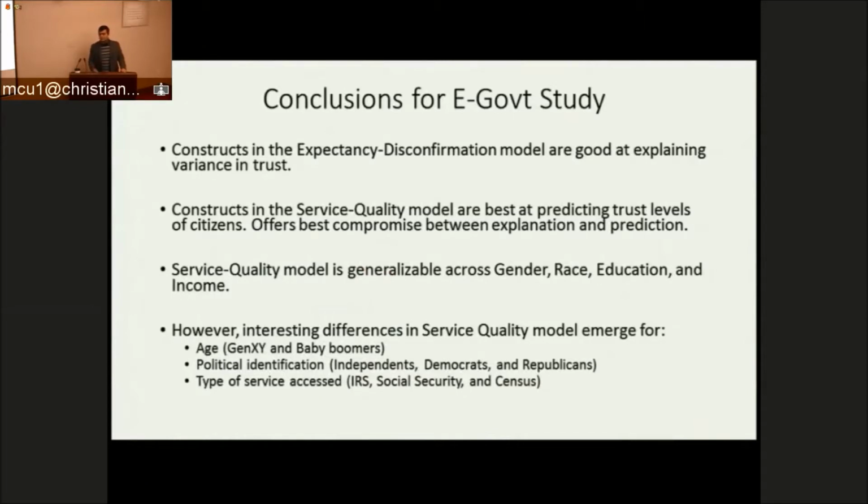However, we found some interesting differences in age, political identification, and type of service accessed. Okay. So not only have we figured out which model works out best for explanation or prediction, but we've also figured out the boundaries. And that's what you will do when you're doing studies for medical trials or whatever. If you're trying to build models which are going to predict if somebody's going to have a heart attack or not, you want to go with the model that predicts the best, irrespective of whether at the current stage you have the theory to explain it or not.